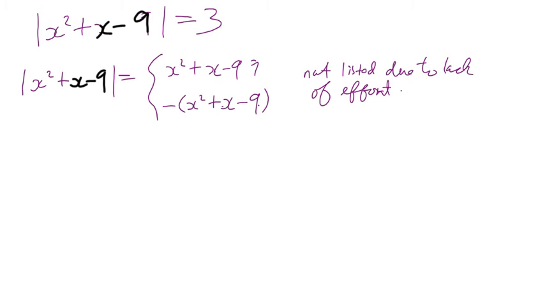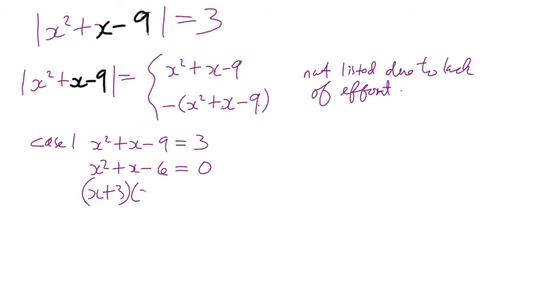Okay, it still doesn't factor, right? So I could find the zeros, but okay, there, nice and clean. Okay, so 2 cases, right? We do the x squared plus x, so case 1. X squared plus x minus 9 equals 3. Gives me x squared plus x minus 6 equals 0. Gives me x plus 3, x minus 2 equals 0.